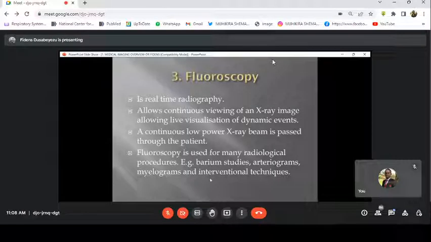So, for example, it can be used in barium studies, as I said: barium meal, barium swallow, barium follow through, barium enema. It can be used in arteriogram when you are following the dye, the contrast, into the arteries, and you know where is the obstruction, where is the disease. Myelogram for the spine, and intervention techniques, different intervention techniques, we'll see them later. So that is fluoroscopy.